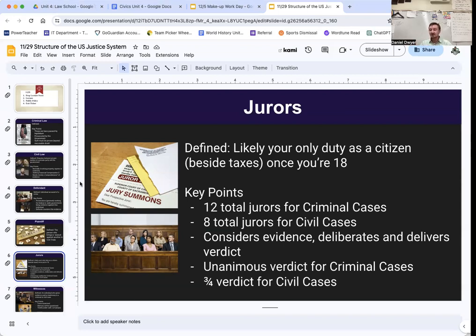In a criminal case, it does have to be unanimous. So if not everyone can agree guilty or not guilty, it'll be like a mistrial, and they'll kind of do it over again. And in civil cases, it is a 3/4 verdict. So out of the 8, how many does that mean? 6.